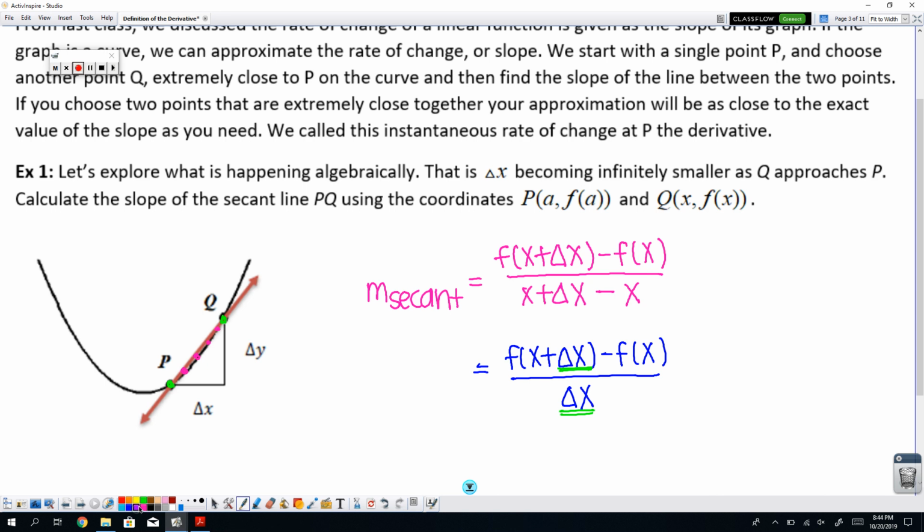So in order to do that, we take the limit as delta x approaches 0. That means the change is 0. We are literally right on top of each other.